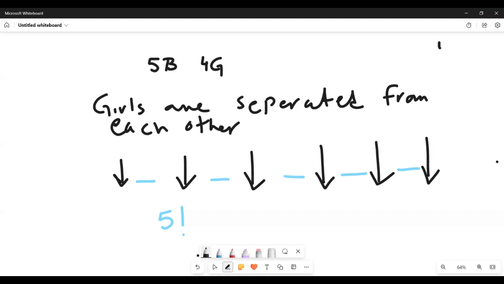So now you can't write 4p6. That's a math error. That doesn't make any sense. The bigger number has to be at the top. So 6 seats for 4 girls. So you write times 6p4. Okay, it's always the bigger number at the top. So if the seats are more, then you write seats at the top. So 6p4. This would be the answer. 5 factorial times 6p4.